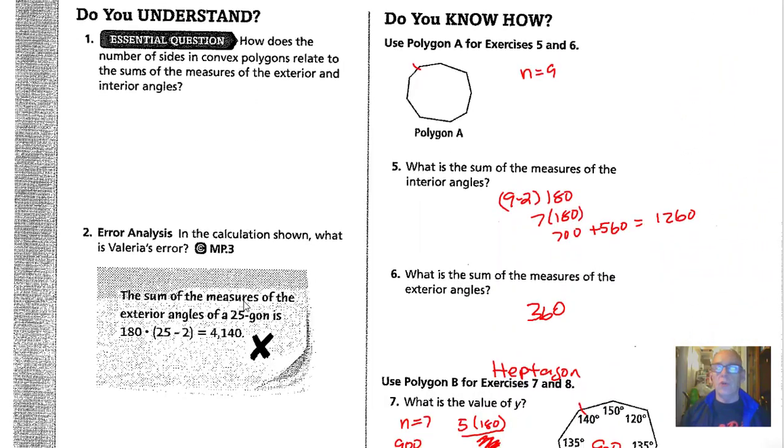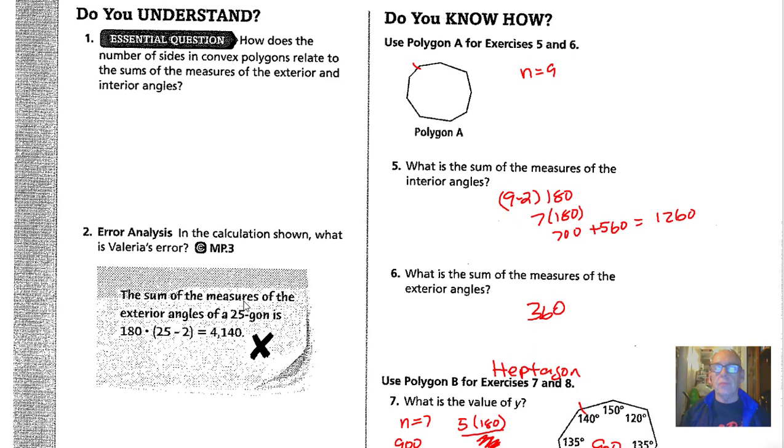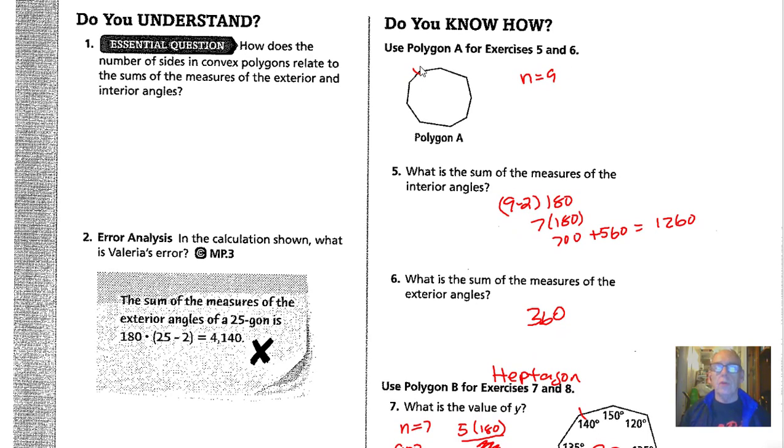Let's look at these do you knows. So if we use this polygon, one handy way we have of counting polygons is to mark your starting place and go either clockwise or counterclockwise. So if I mark this, 1, 2, 3, 4, 5, 6, 7, 8, 9. This is a 9-sided polygon. We call that a nonagon.